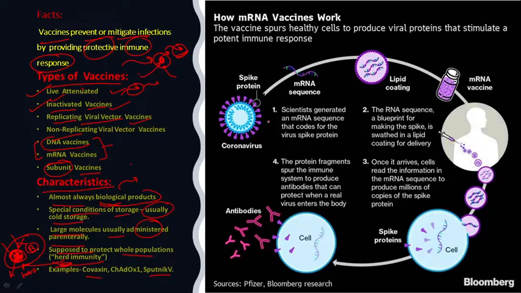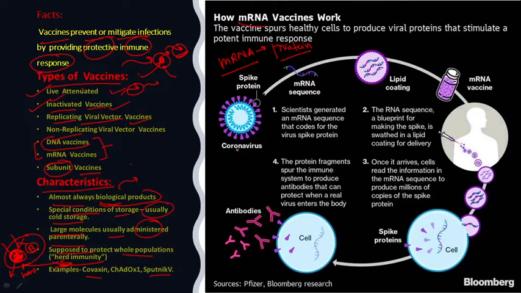So we'll start and see how the mRNA vaccine works. Let's begin with the mRNA vaccine. Now mRNA, as you know, has a characteristic that it is directly converted into protein. So mRNA is directly converted into protein, and this is the basis for the mRNA vaccines.